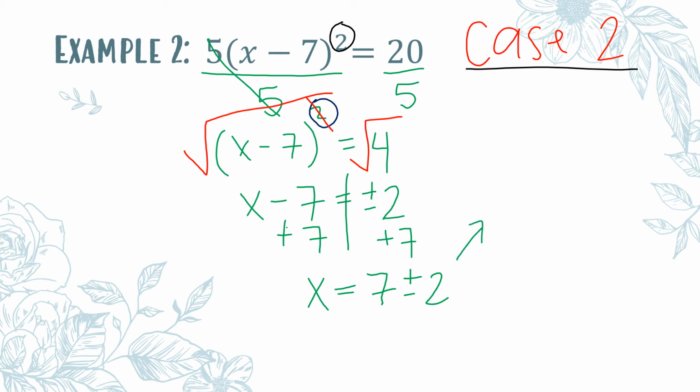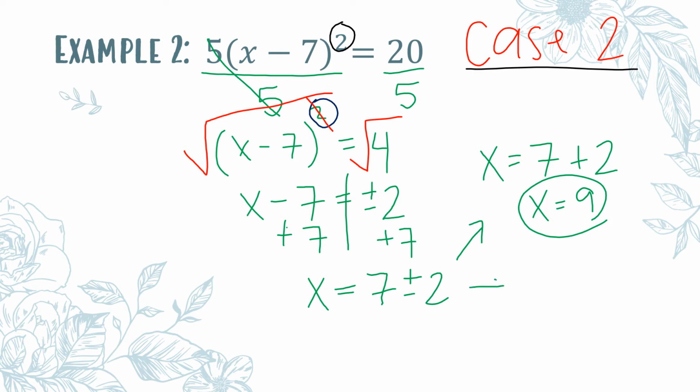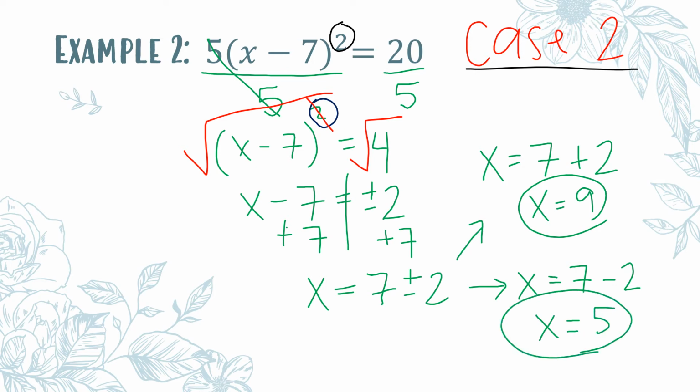So what this means is that my first answer is positive 7 plus 2, which is 9. And then a common mistake for people to do is go, oh, okay, so my answer is plus or minus 9. Be very careful. This second one means x equals positive 7 minus 2 because it was a negative 2. So 7 minus 2 is 5. So your 2 answers to this problem are x equals 9 and x equals 5.